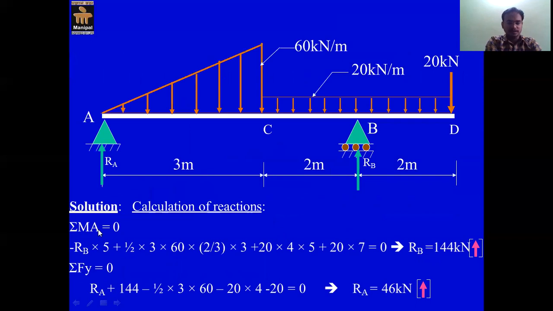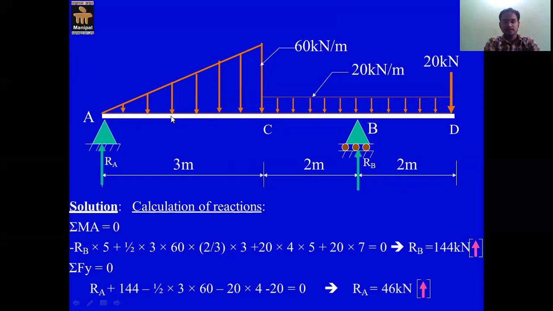So summation of moments at A is 0. How will this be done? Taking moments at A means the reaction RA will not create any moment at the point A, but the moment at A because of this UVL, UDL, 20 kilonewton and RB is written like this: RB into 5, in anti-clockwise direction, minus of RB into 5 plus half of the UVL load into 2/3. So it will be somewhere here. So this distance is 2/3 of a meter.